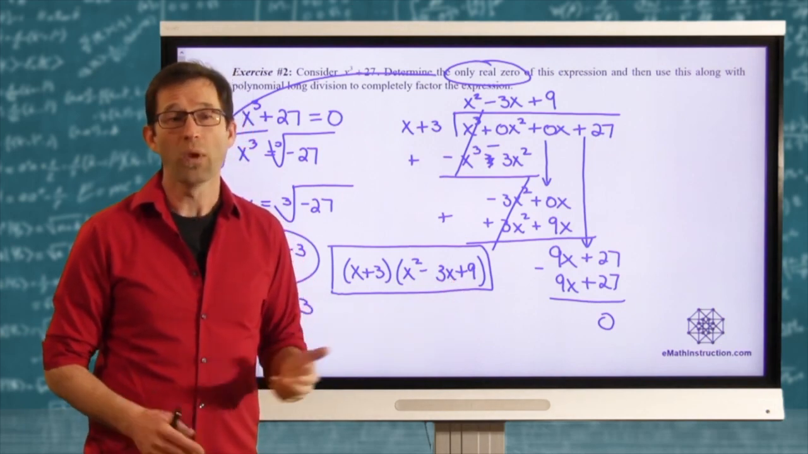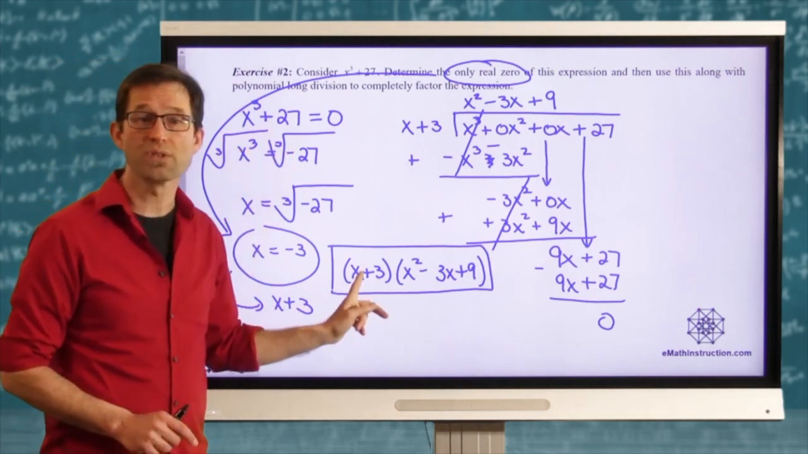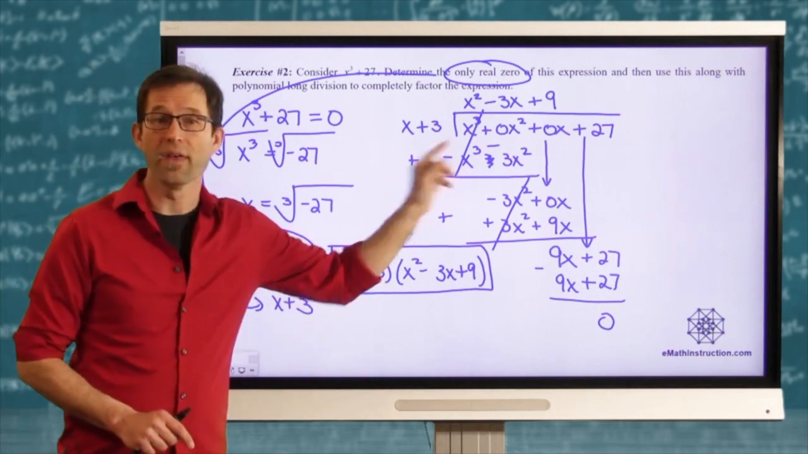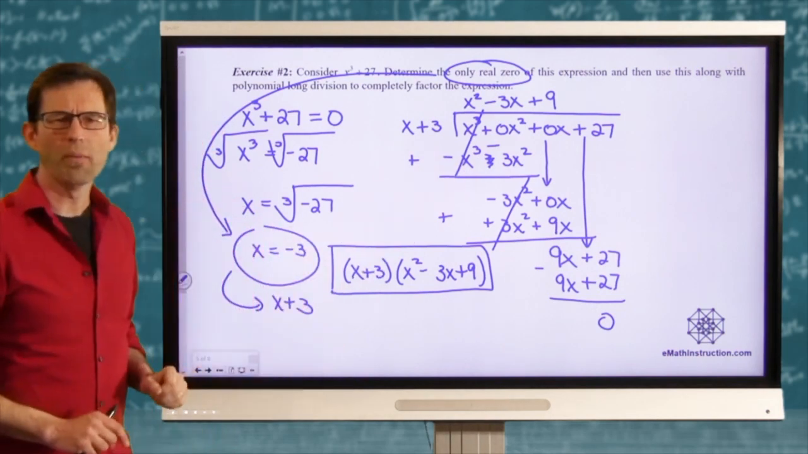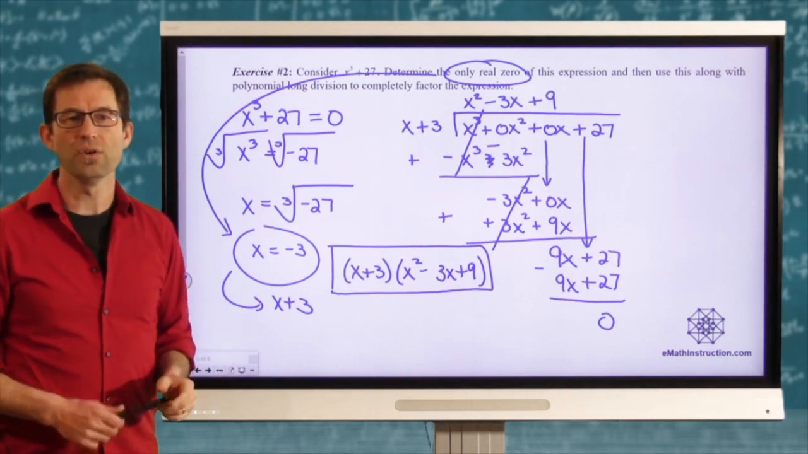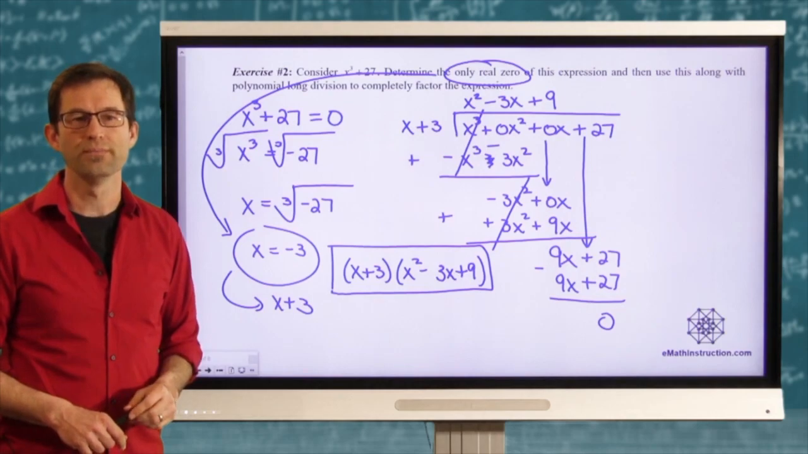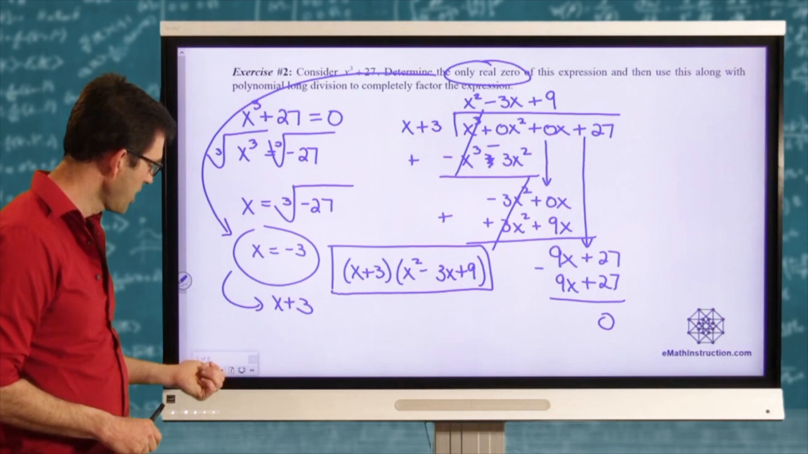So that's it. We didn't have to memorize a fancy expression for the sum of perfect cubes if we could figure out the 0, the factor, and then do polynomial long division. Okay? Take a moment, write down anything from the screen that you need to, and then we'll do some more general work with sum and difference of perfect cubes. All right, let's do it.